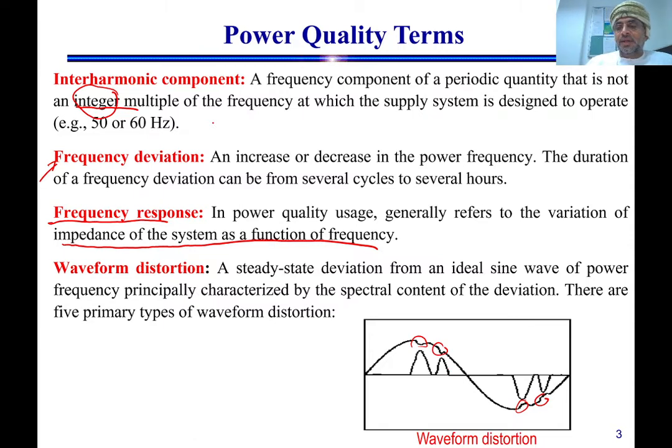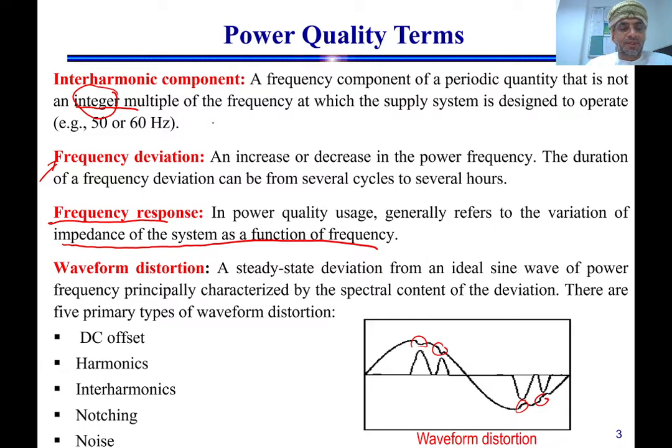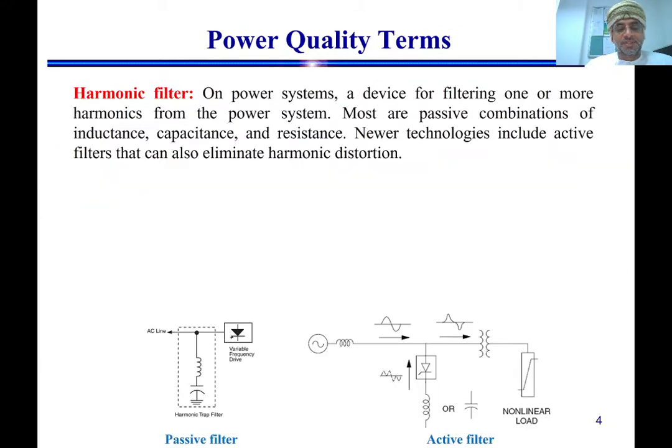And also, as we have mentioned already in part 1, there are 5 types of waveform distortion. So it can be due to the DC offset, it can be due to the harmonic, interharmonic, notching, and noise.